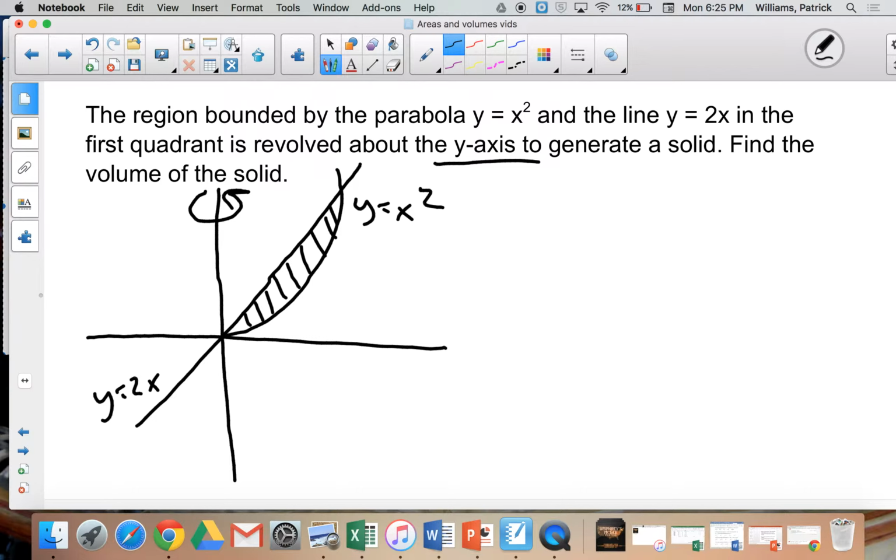So since we're rotating about the y-axis, remember that means we're going to be using dy, we're going to be doing y stuff. So what we're going to have to find is, first of all, the y location of that point, so we know what the correct limits of integration are. And then, we're going to have to go from there to find the inner and outer radius.